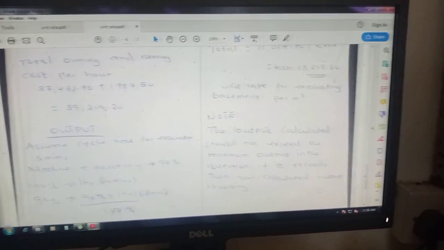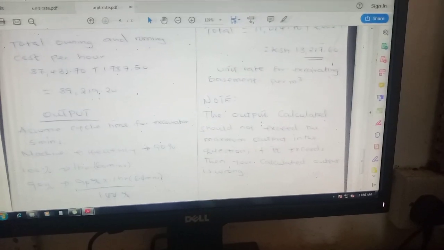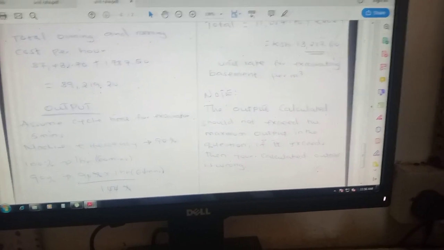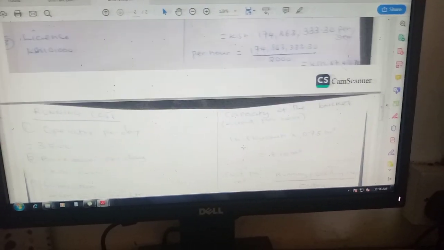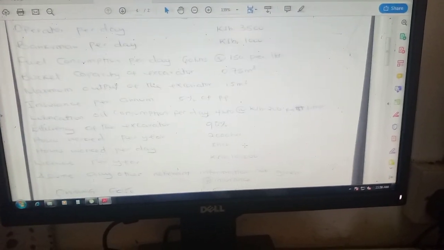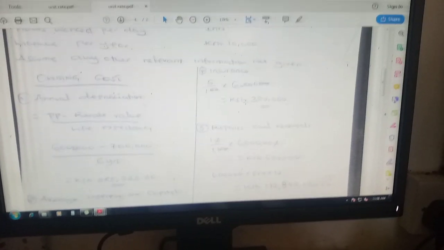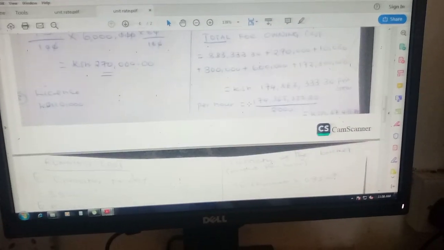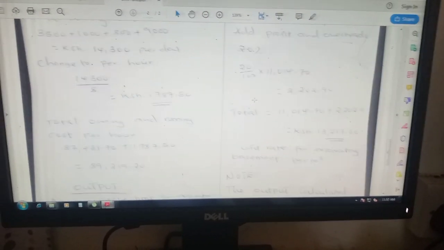So then there is an NB down there that the output calculated should not exceed the maximum output in the question. So the maximum output in the question we were given to be 15 cubic meter. So when you are calculating the output, remember that if you get a value which is higher than the maximum output, then your value is wrong.